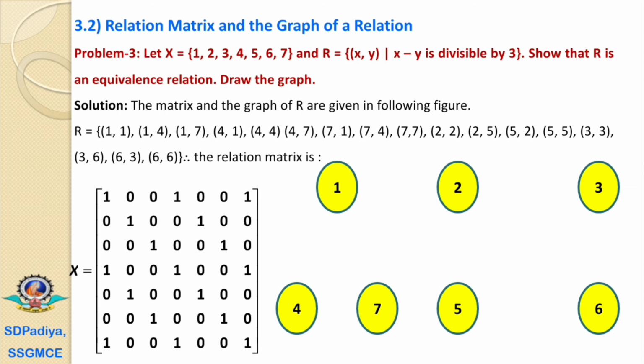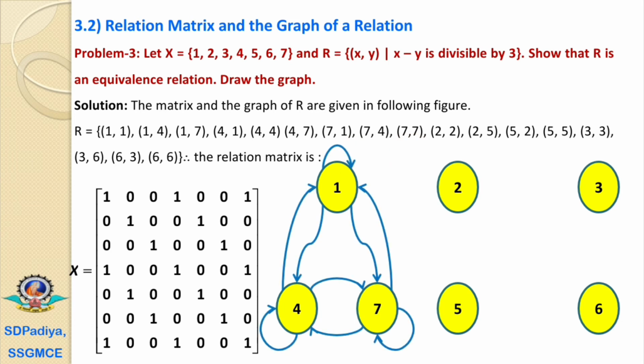But to avoid the complexity of the graph, we have observed that there is a relation between 1, 4, 7 only, there is a relation between 2 and 5, and there is a relation between 3 and 6. Now (1, 1), (1, 4), (1, 7), (4, 1), (4, 4), (4, 7), then (7, 1), (7, 4) and (7, 7). We can show it like that.